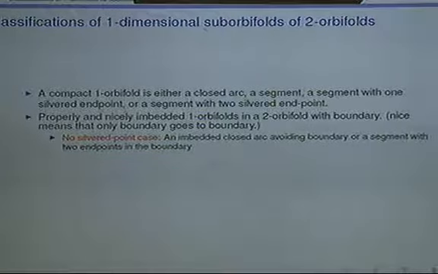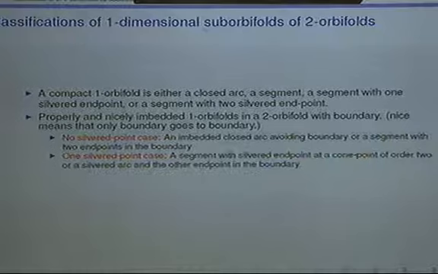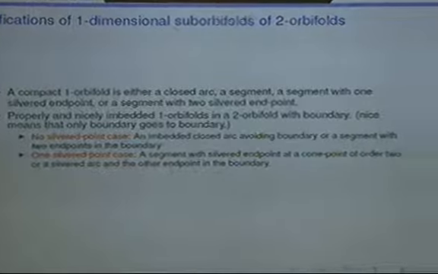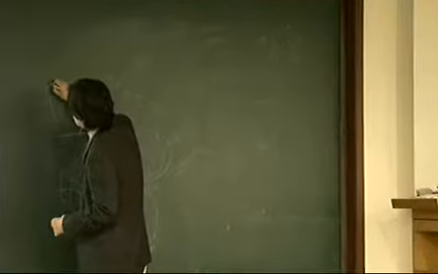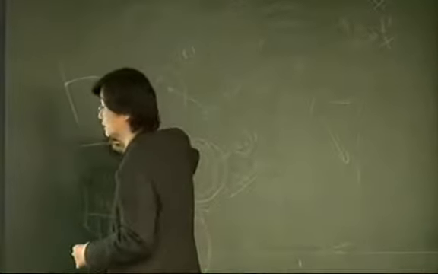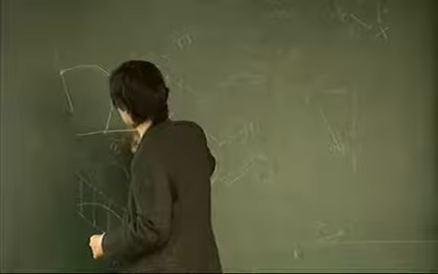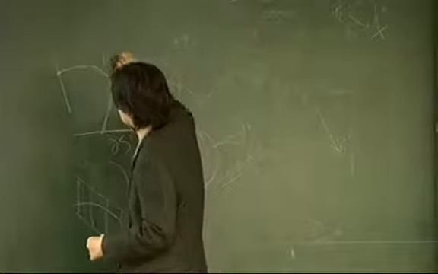And if you have a segment with two endpoints but no singularities in the 1-orbifold itself, then it will have to end in the boundary because it's nicely embedded. Okay, so that is what nicely embedded means. So the segment can only be nicely embedded if you put it like this, with the boundary of this surface and the arc here.